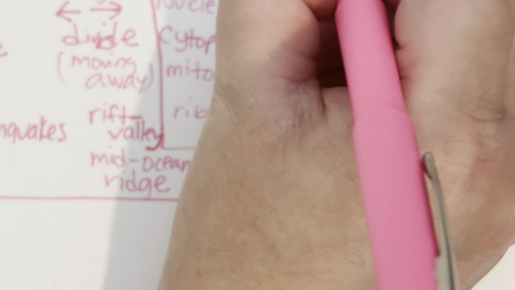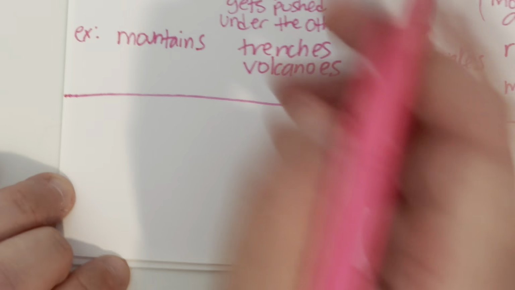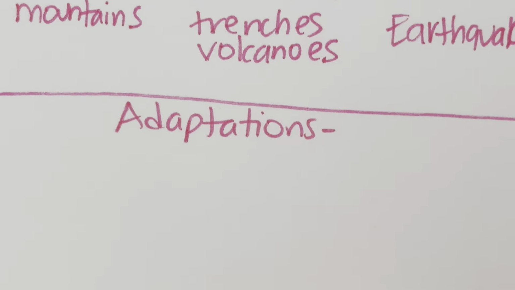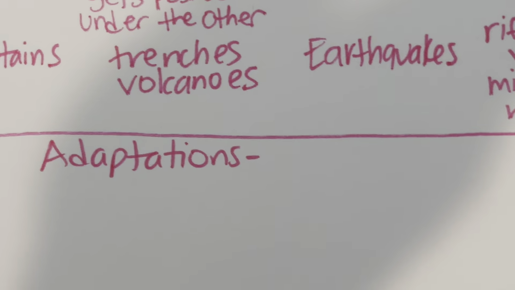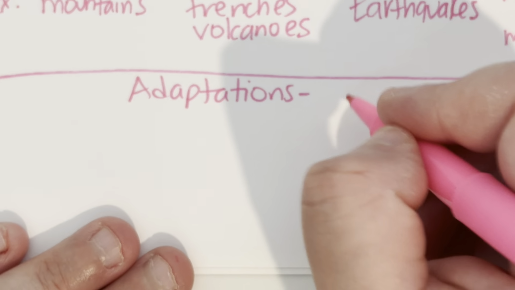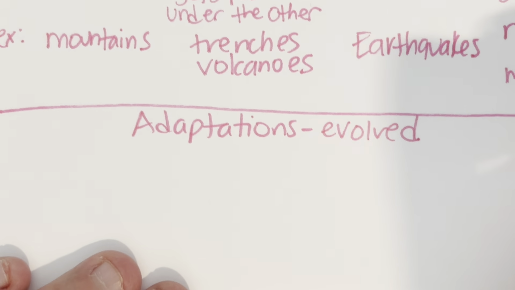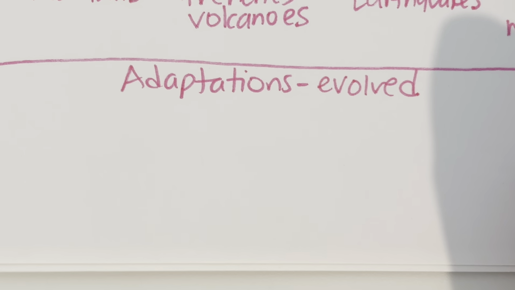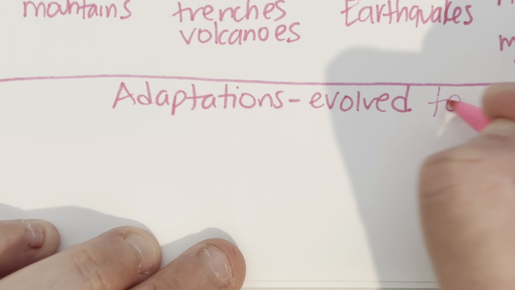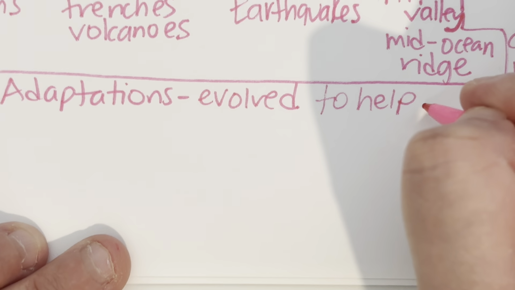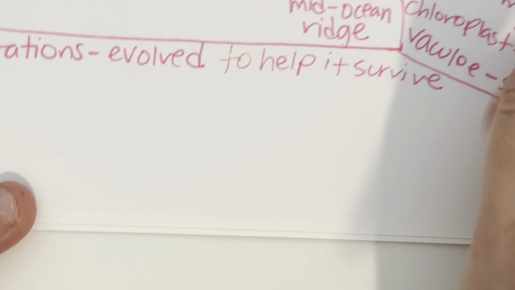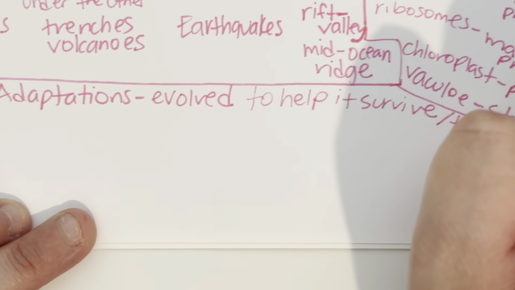The cell organelles. All right, and last but not least, we have adaptations. There are 3 different types of adaptations. So what are adaptations? They're adaptations that animals, or organisms I should say, have evolved to help them survive or thrive in their environment.